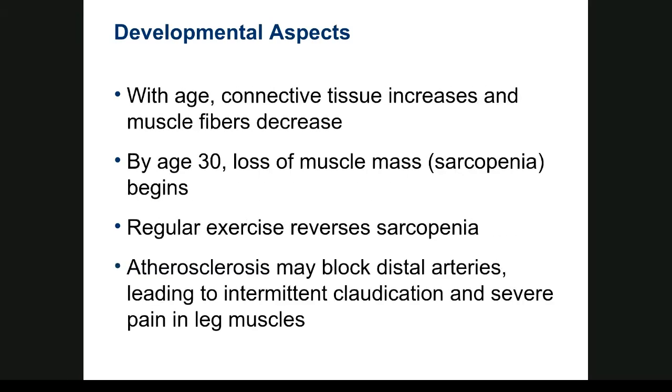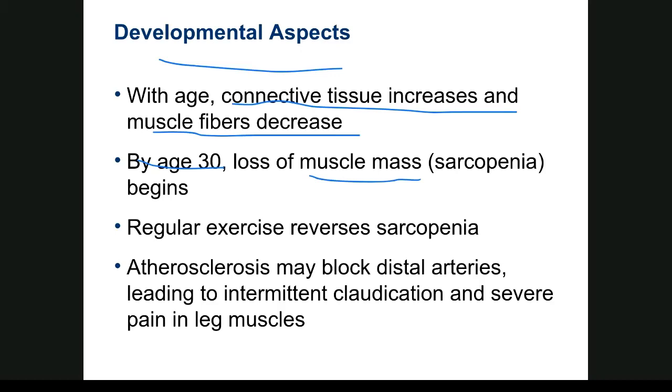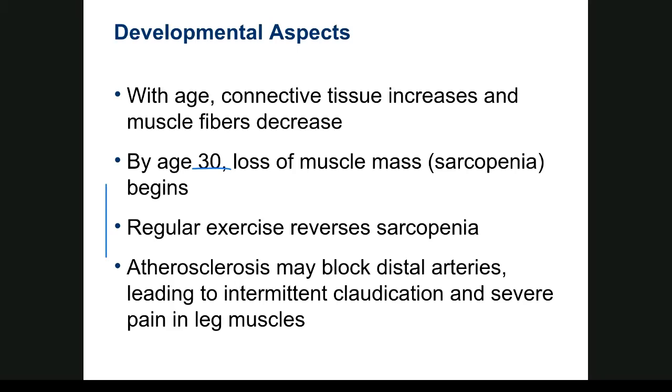Okay, developmental aspects. With age, connective tissue increases and muscle fibers decrease. By age 30, you start to lose muscle mass. That's called sarcopenia, unless you exercise, which reverses sarcopenia. So you've got your beautiful young figure. By the time you hit 30, it's no longer free. By the time you hit 40, it goes down. And say 30 is the top of the hill. It continues to go down after that without exercise.